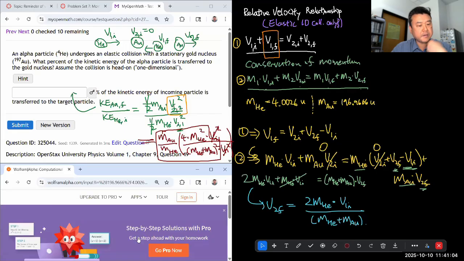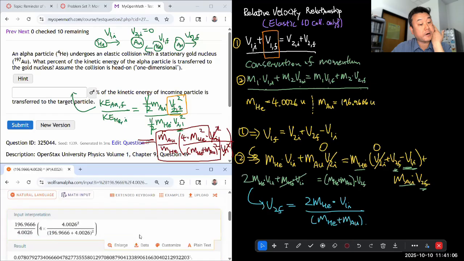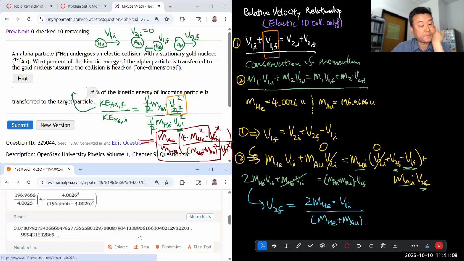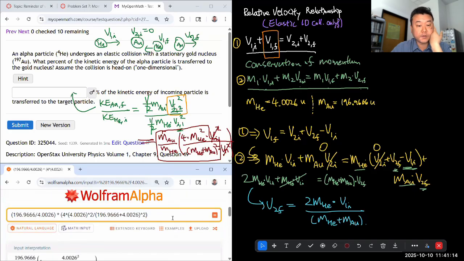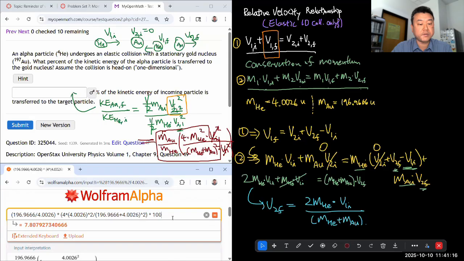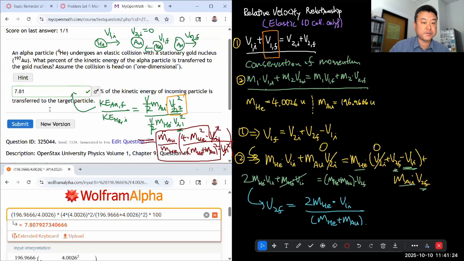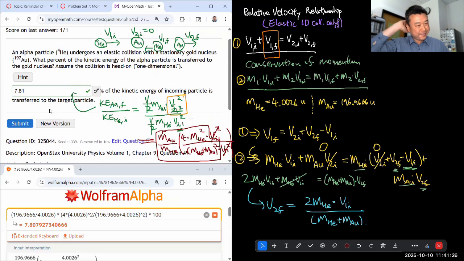Now it seems a little bit large. That makes me worry. Maybe it's right. So the answer they're looking for is percent. This is just the ratio. So for the percent answer, I need to multiply this by 100. So it's 7.81%. Seems large to me, but maybe it's not. Oh, all right. I guess that's right. I might be remembering a smaller number for, I don't know, a proton hitting gold, maybe.